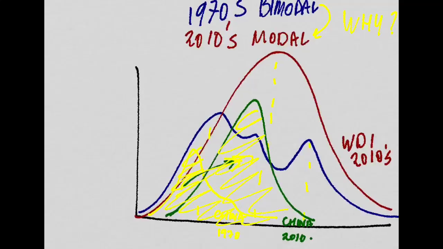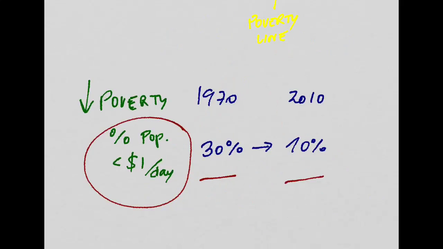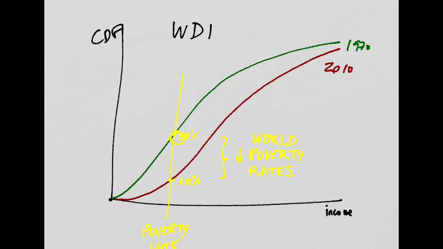So this is one of the main causes of the shift towards a single modal world nowadays. But this also means that the poverty rates in the world have declined dramatically. Back in the 1970s, 30% of the population was below the poverty line, below the $1 a day threshold. But nowadays, only 10% of the population lives below the poverty line. So the distribution of world income has shifted to the right, leaving us with a smaller proportion of poor people in the world, and everybody has become richer.